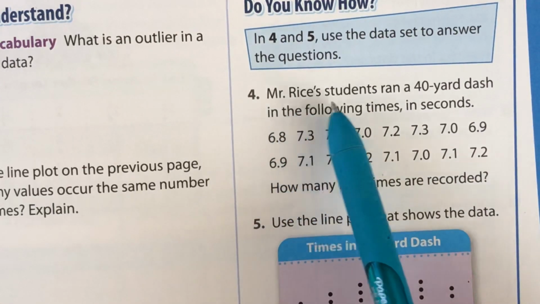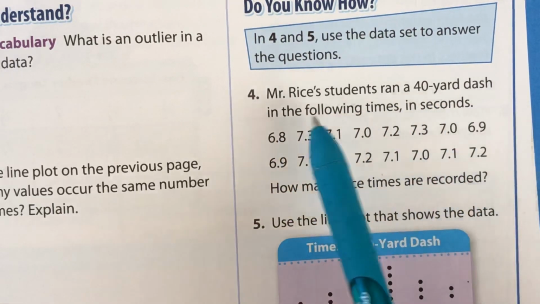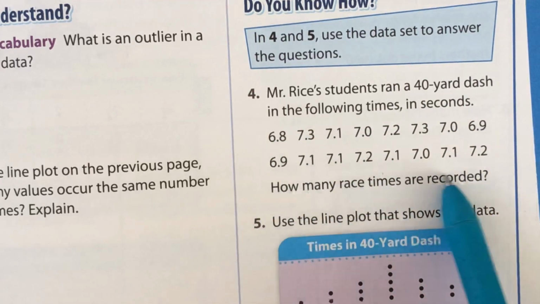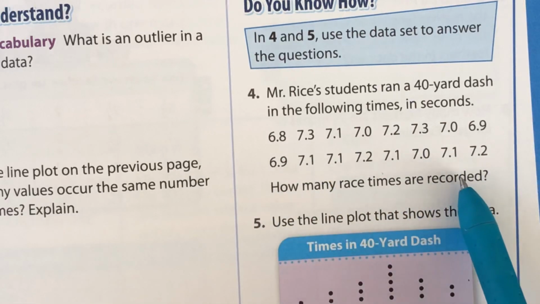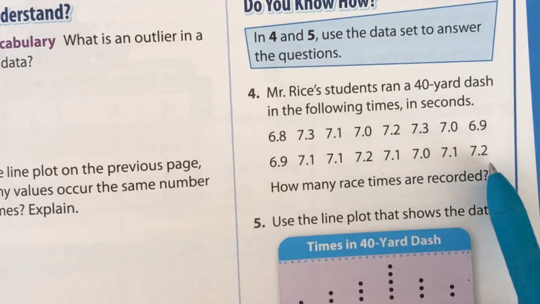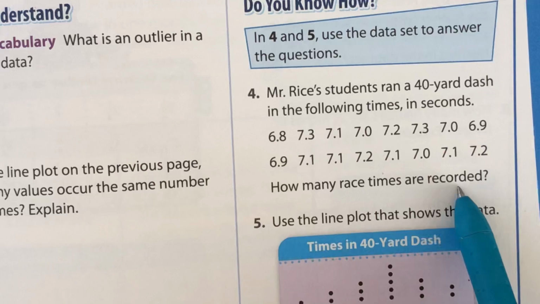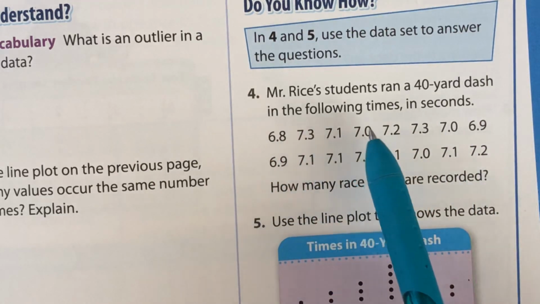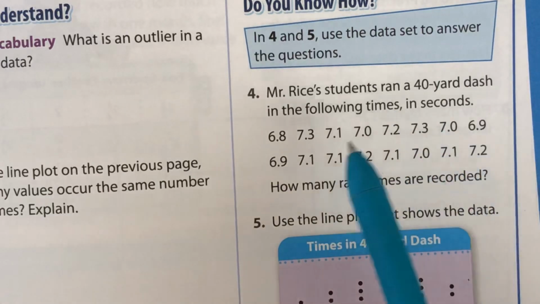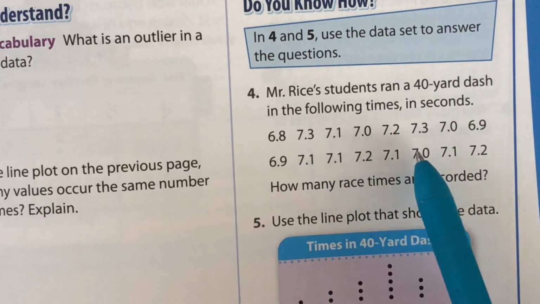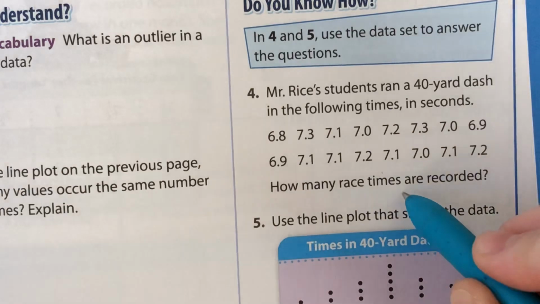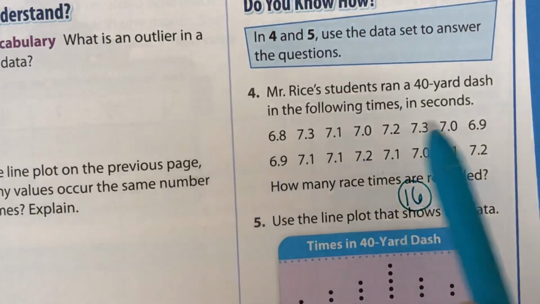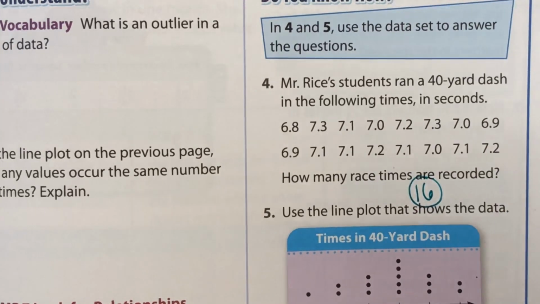It says, Mr. Rice's students ran a 40-yard dash in the following times in seconds. So I'm seeing all these times. Whew, that's a lot of numbers. I need to organize that information. It says, how many race times are recorded? Well, these are how many times. So let's count. We have 1, 2, 3, 4, 5, 6, 7, 8, 9, 10, 11, 12, 13, 14, 15, 16. So there are 16 race times recorded. 16 different times. Now we're going to organize that data.